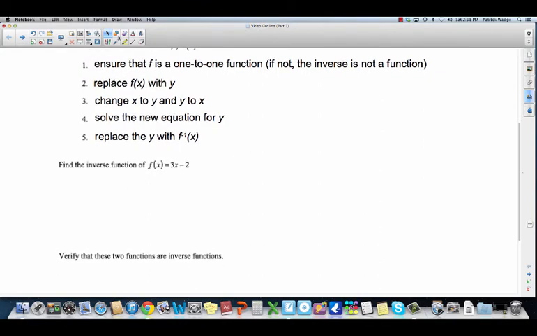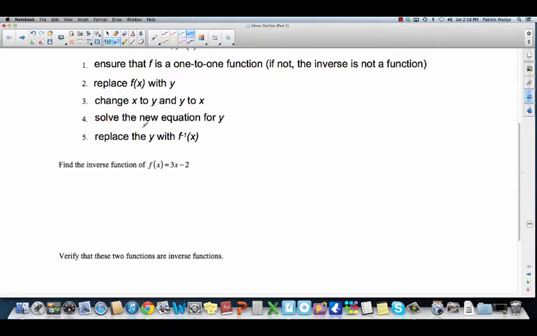So we're going to find the inverse function of f of x equals 3x minus 2. The first thing we should do is ensure it's a one-to-one function. Let's leave that for next day because I haven't taught you that and I don't really want to talk about it today. It goes perfectly with what we're going to talk about next day. Okay, so the next step.